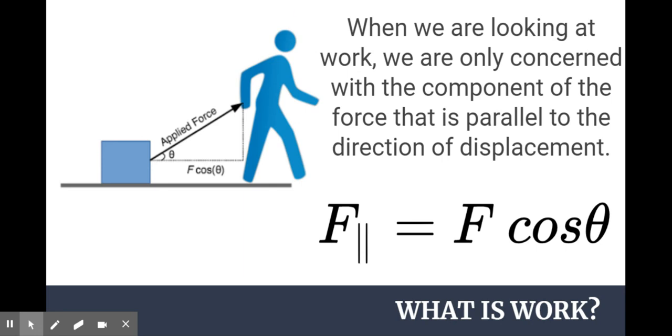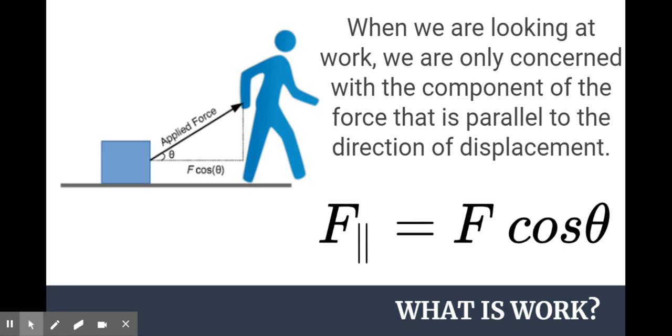So if we take a look at this picture right here, this person is applying a force at an angle. Now, if we think about this box, what direction is it probably going to move? Well, most likely it's just going to go straight to the right. It's going to stay parallel to the ground. So when we're looking at work, we're only interested in the force component that runs parallel to the ground. So that would be this component of the force right here.